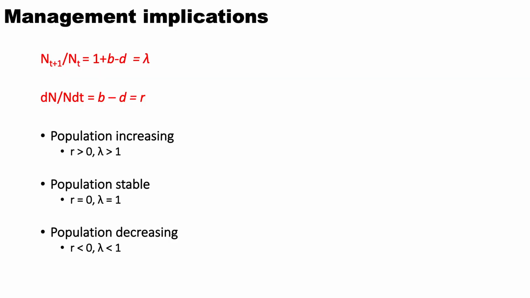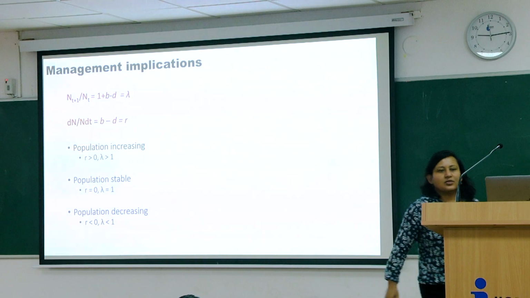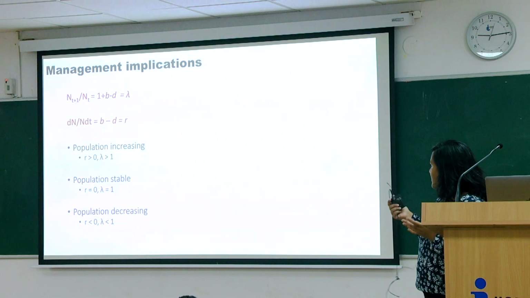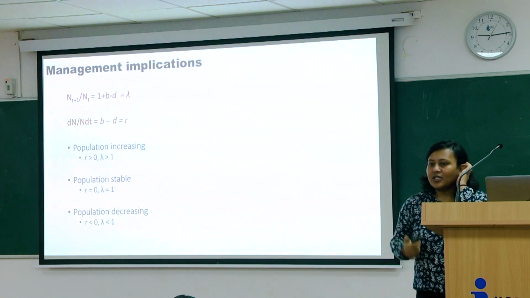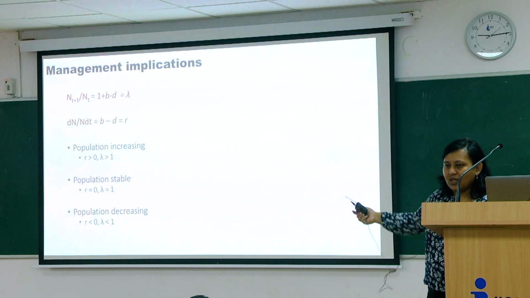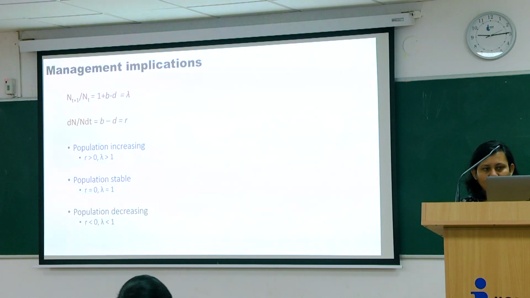When the population is stable, births and deaths are going to be basically equal in number. So R is going to be 0 and lambda is going to be 1. And when population is decreasing, similarly, R is going to be less than 0 and lambda is going to be less than 1. So now when you read bird papers, or especially conservation papers which report these values, I hope you can understand them better, keeping this in mind.